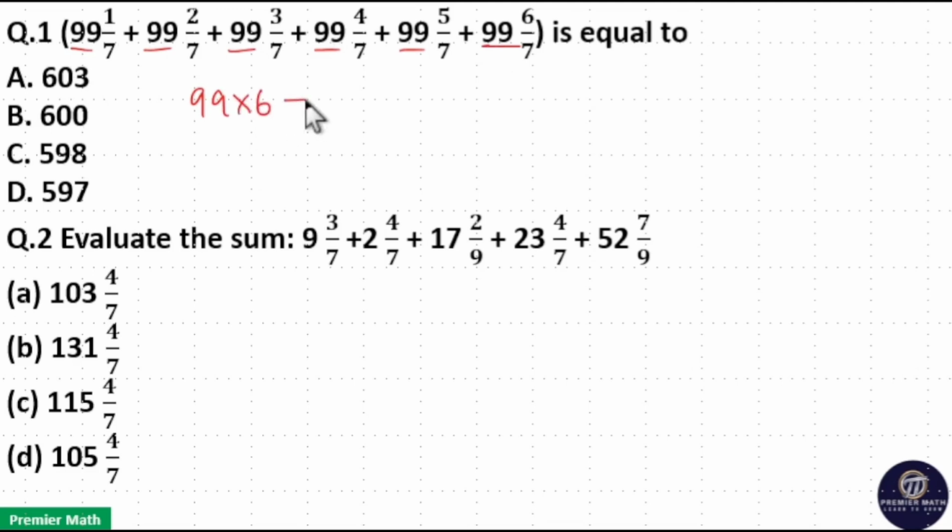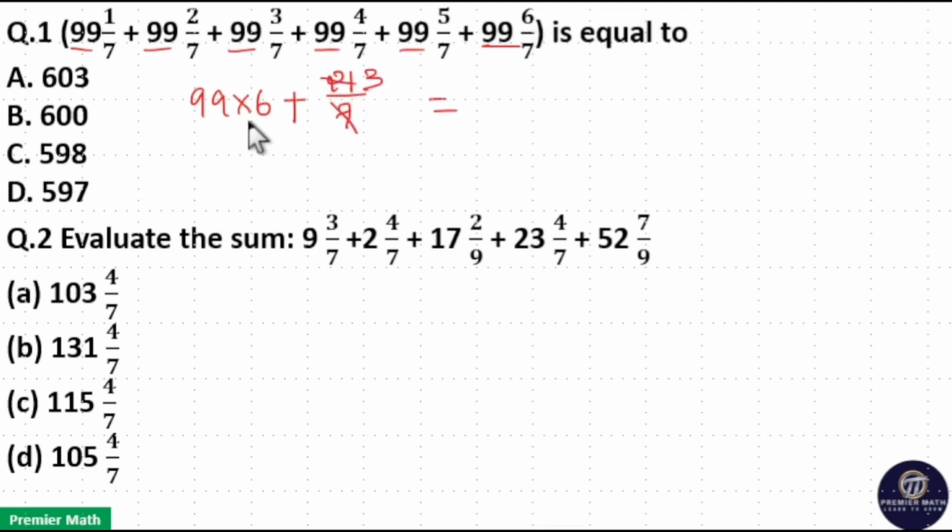99 into 6 is the sum of integers. Now, add the fractions. In all the fractions, we have 7 as the denominator. So in the denominator 7, take the sum of the numerators of these fractions. Here 1 to 6 is the sum, so 6 into 7, 42 by 2, 21 is the sum of the numerators of these fractions. So 7 goes 3 times in 21.